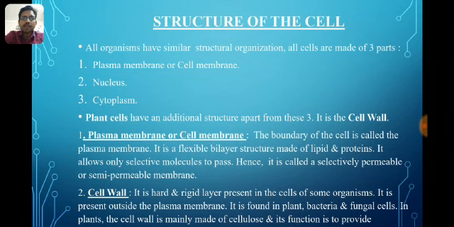Cell wall. It is a hard, non-living and rigid layer present in the cells of some organisms like plants, bacteria and fungi. In plant, this cell wall is made up of cellulose, which is a complex carbohydrate. In bacteria, it is made up of peptidoglycan, and in fungus, this cell wall is made up of glycogen.